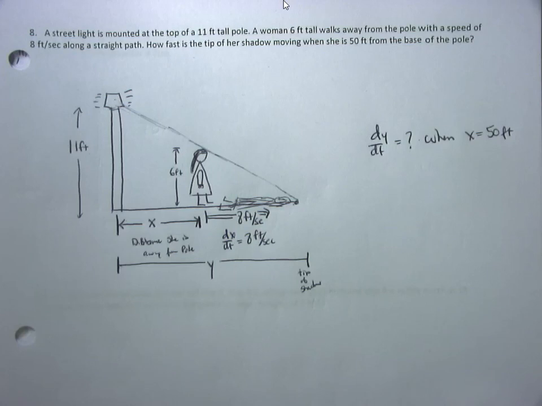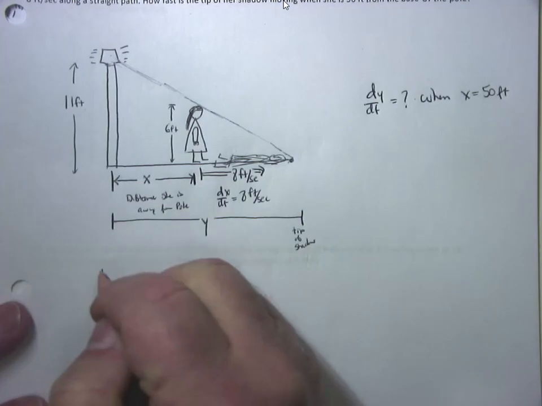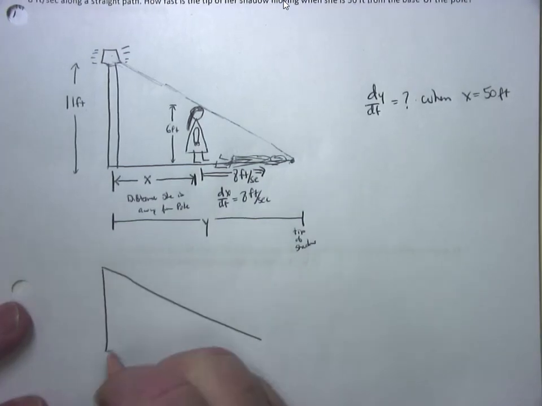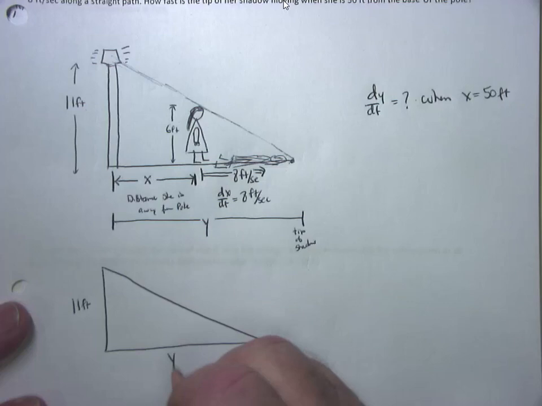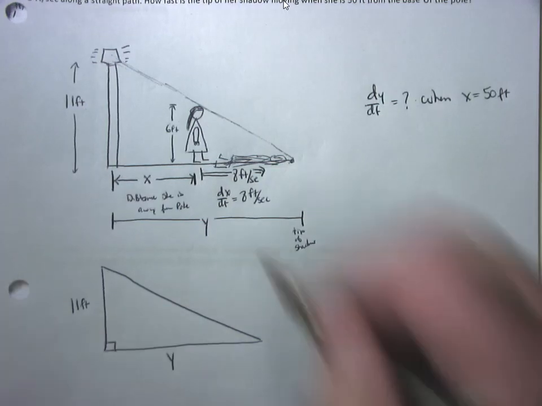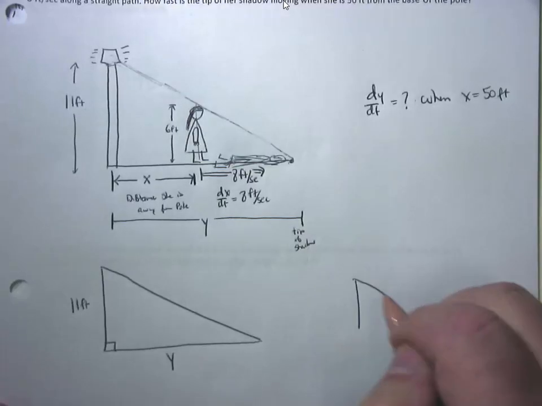But here's the deal. You said you see a right triangle. How many right triangles do you see? That's the trick. There are 2 right triangles here. There is a big right triangle, and let's put our variables on this thing. This is 11 feet, and this bottom thing down here was y. There is a little right triangle, which is right here. You with me?